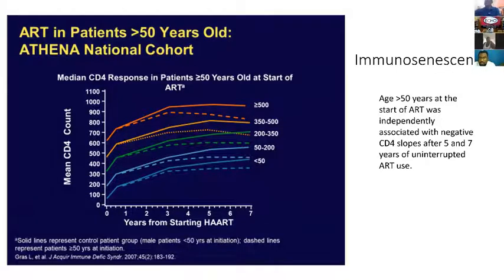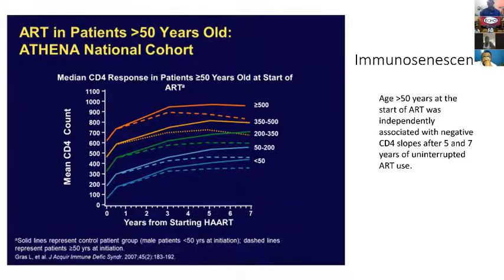And this is another graph showing that the immunologic response to ARV is blunted the older you get. These are curves showing the median CD4 response to ART in persons at the start of antiretroviral therapy. The solid lines are the rate of increase in CD4 count over 7 years or so among persons less than 50, and the dotted lines would be the CD4 response to antiretroviral therapy in the over 50s.